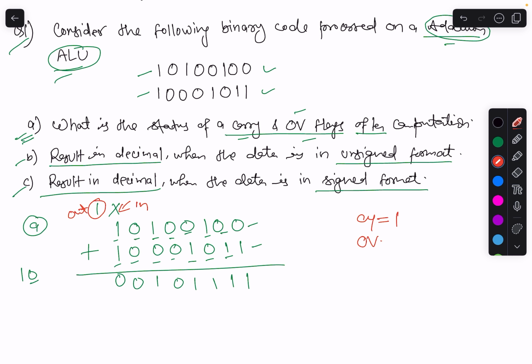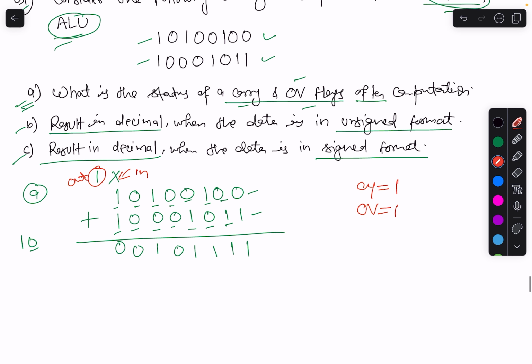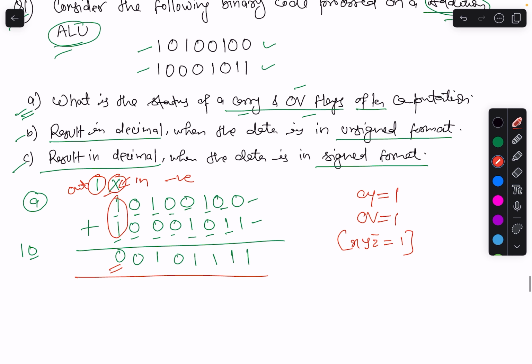That means overflow is also 1. And so overflow is 1. What type of overflow is it, positive or negative? We can find this using, of course, two methods. The in carry is 0, that means it is negative overflow, and also the result MSB is 0 and these MSBs are 1, so that means there is negative overflow. This is satisfying the condition x y z bar is equal to 1, because z is 0. So that's the answer for the first question. The carry is 1 and the overflow is 1.